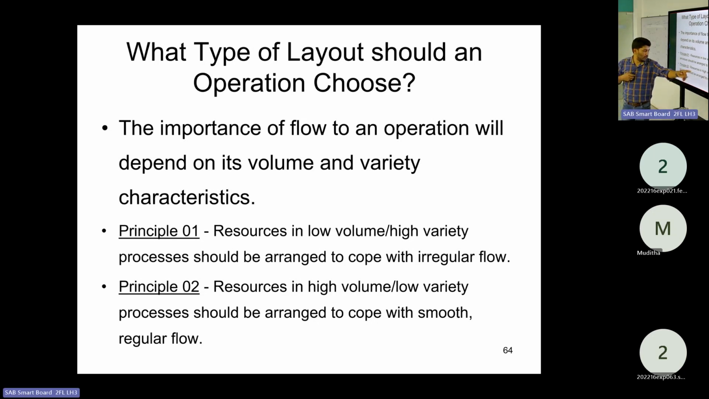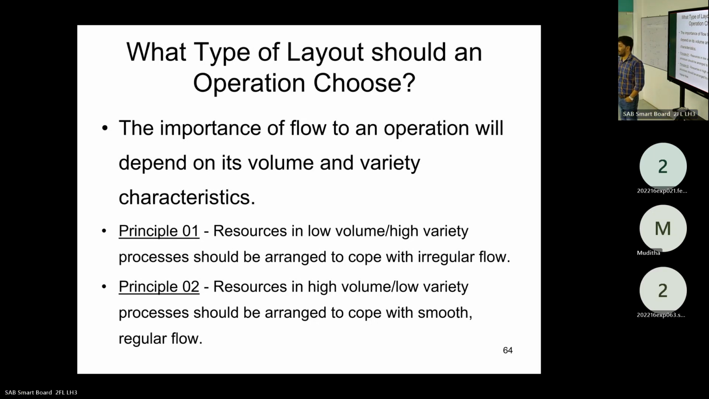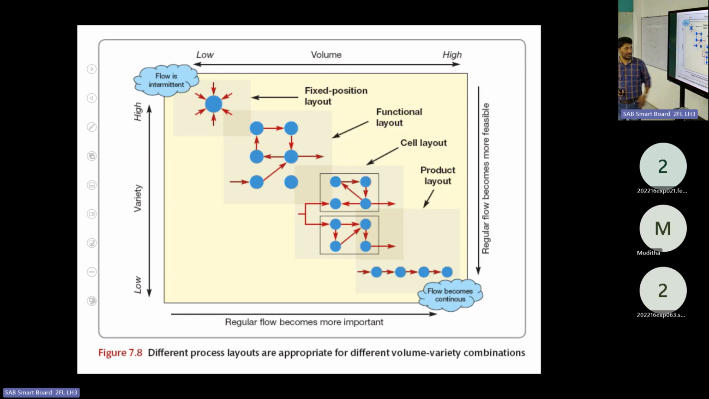Rule 2: resources in high volume, low variety processes. Standardized products in high volume may require regular flow. That means product oriented. So applying it, this shows it nicely. From fixed position to functional to cell and finally to a product, continuous, however it may be. Technically, this is how you should understand the link between processes and layout.